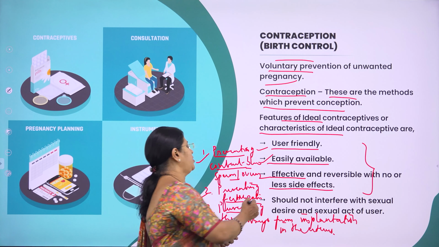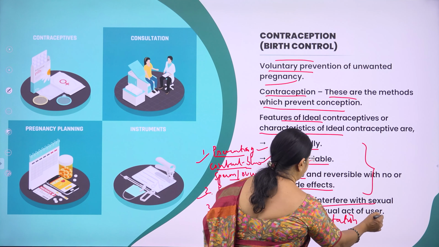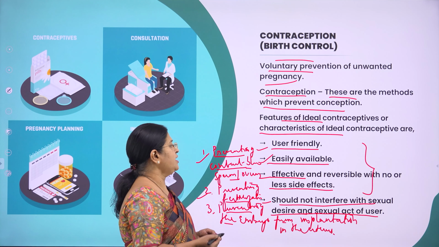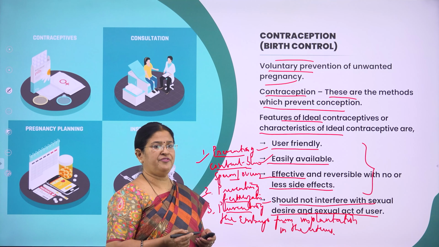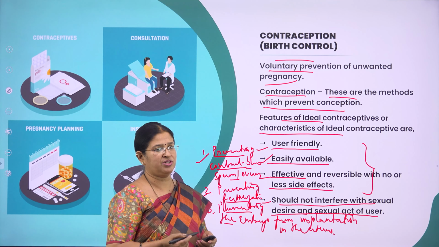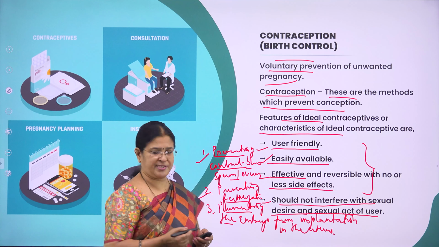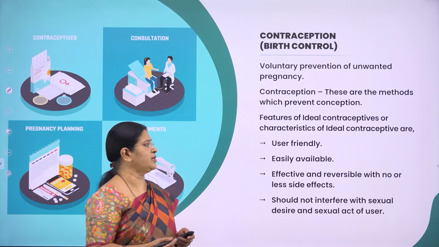And also very important is, it should not interfere with the sexual act or the sexual desire of the user who is using this contraceptive method. What are the features of the contraceptives?